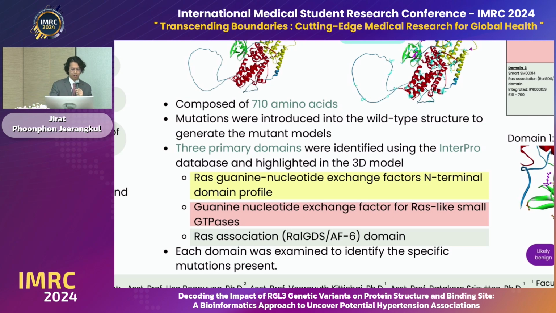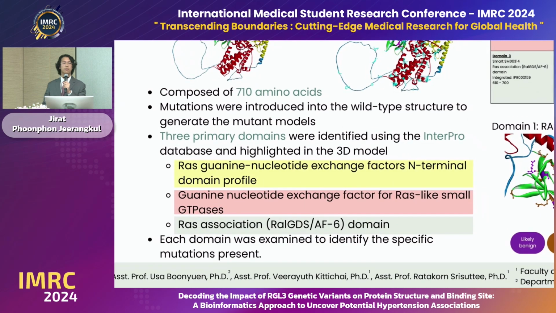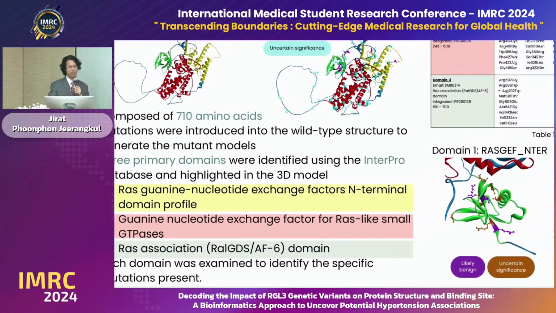The red one, the middle one, is the most important one here because it's a catalytic region which acts in changing from RAS-GDP to RAS-GTP, because the purpose of this protein is to change RAS-GDP to RAS-GTP. And the last one is the RAS association domain, which binds to the already activated protein and does its further signal transduction.